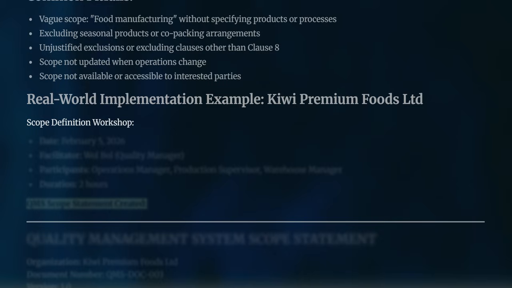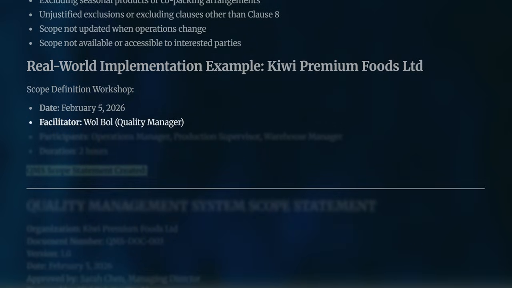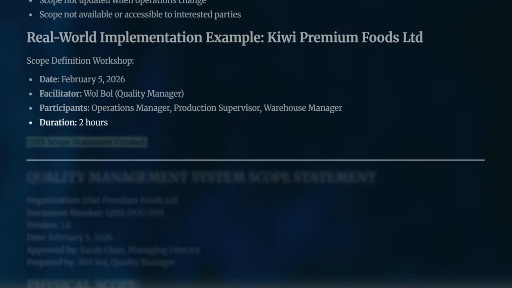So our exemplar company here, I'm going to go through it and you can just replicate it to your organization, change the regulatory requirements and the names of the products and the name of the people. Just tailor it. The date is February 5th, 2026. Facilitator is quality manager, Wall Ball. Participants: operation manager, production supervisor and warehouse manager. And duration is 2 hours.